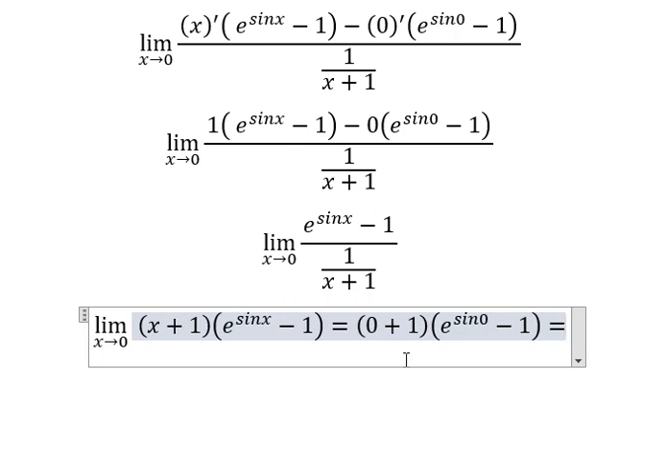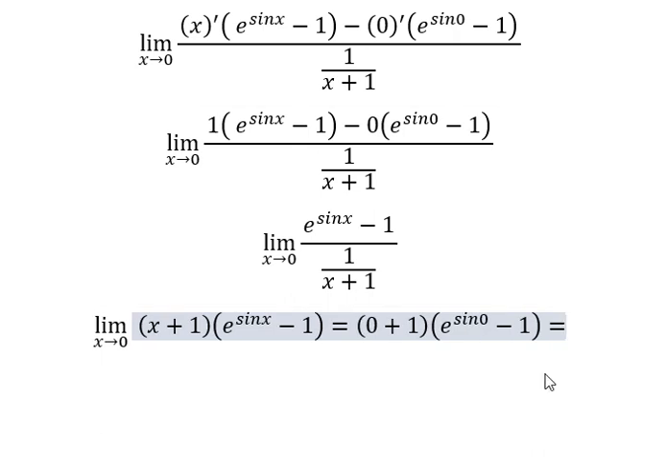So we calculate this one, and we have 0.